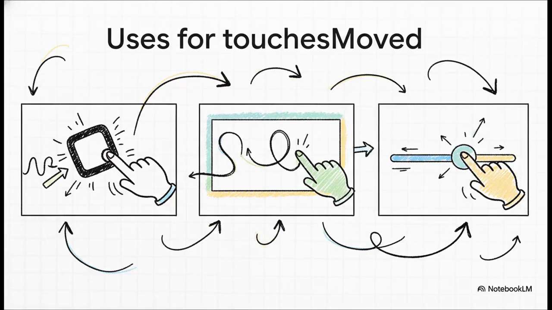This is the engine that drives any continuous action, right? It's the magic behind dragging an icon. It's the artistry that lets you draw a line in a sketch app. And it's the precision you need for things like adjusting a slider to get it just right.